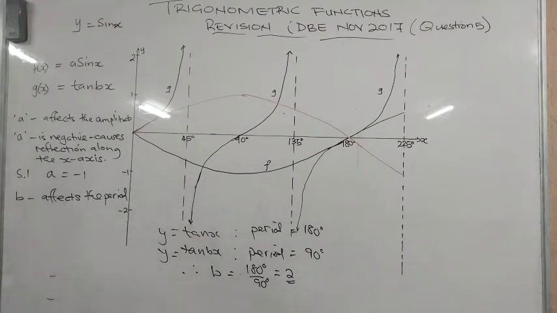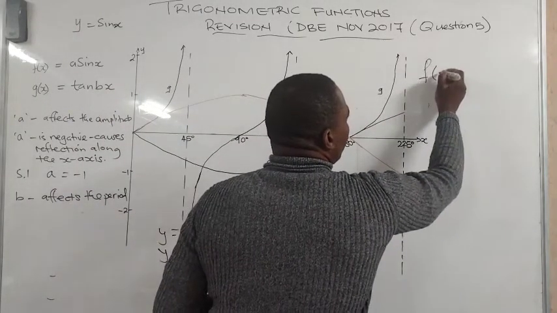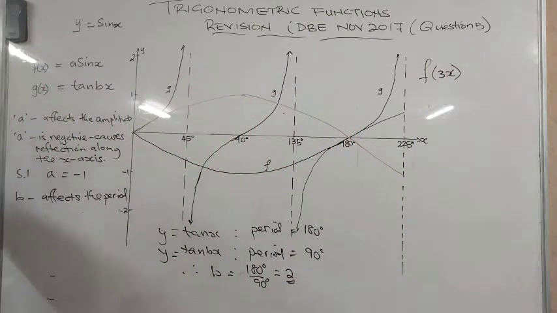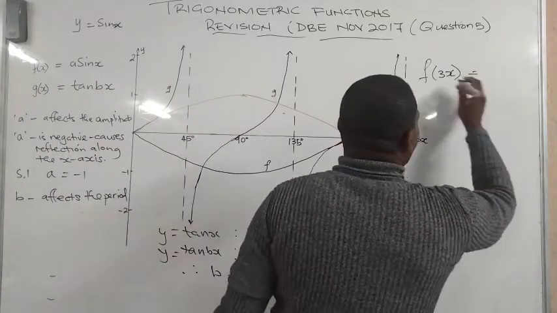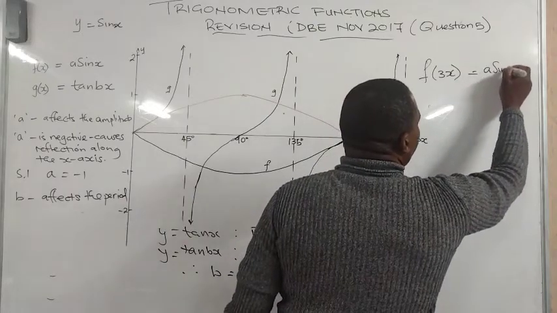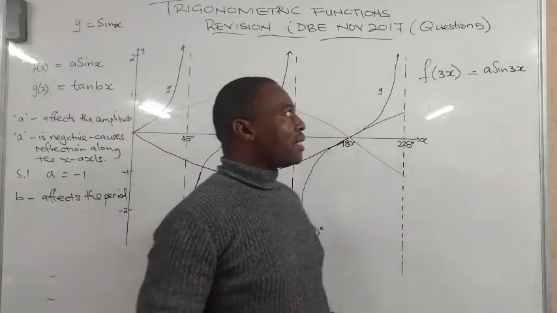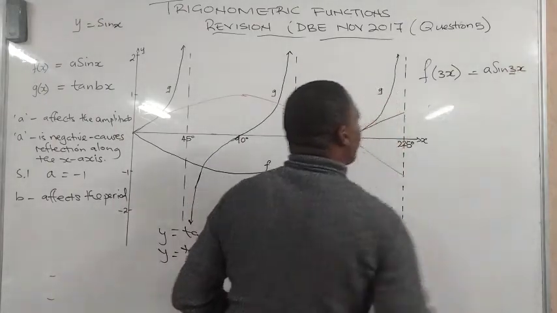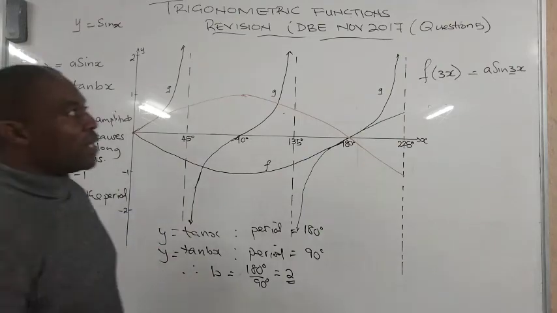All right, 5.2, you are asked to write down the period of f of 3x. Now, our f of x is a sin x. So f of 3x means where there's x, we are going to put 3x. That is a sin 3x. We may not talk about a because a does not affect the period, but it is this 3 that affects the period. In the same way we have reasoned to get 2 is the same way we reason to get the new period.